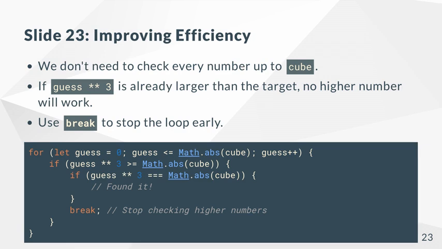Even with the speed of modern processors, we should always look for ways to make our code run more efficiently. In our cube root search, if we are checking for the number 27 and our guess is 4, we know that 4 to the power of 3 is 64. And since 64 is already much larger than 27, there is absolutely no reason to keep checking 5, 6, or 7. We can use the break statement to exit the loop the moment our guess cubed exceeds the target. This prevents the computer from performing thousands of unnecessary calculations on larger inputs.